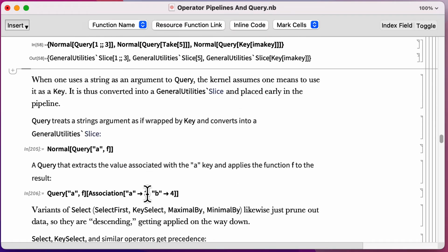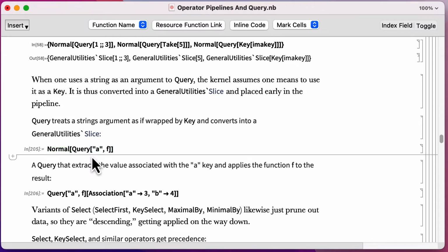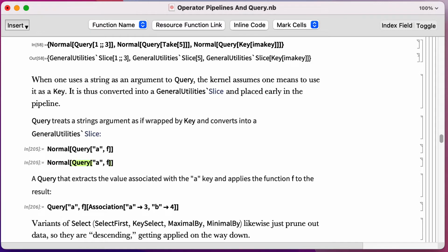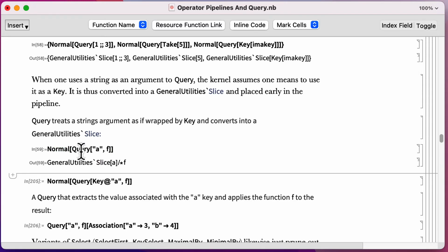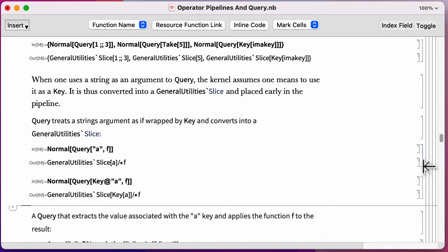What else should you know about slices? When you see a string as an argument to a query, the kernel thinks what you mean is query key A, and then it's going to say that's a slice and it's going to come in ahead of time. So, see, slice, slice.